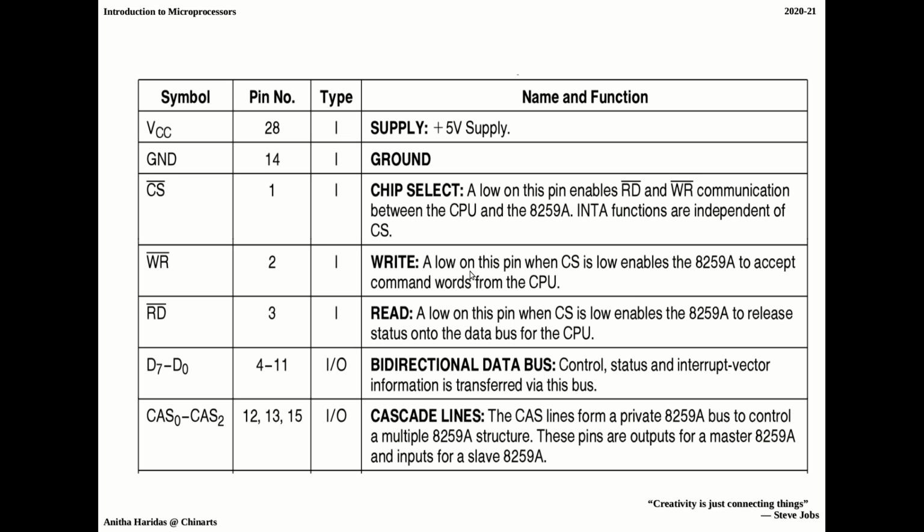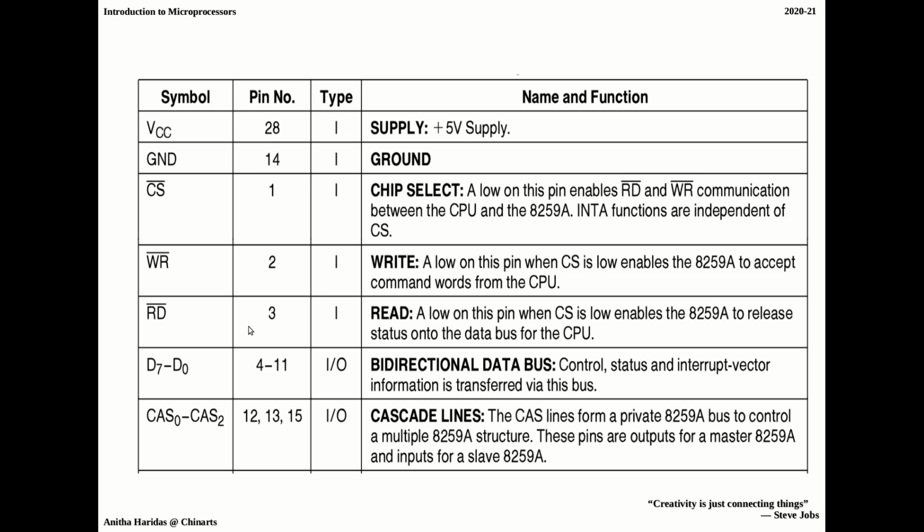Then of course we have read and write pins. A low value on the write pin, when the chip select line is low, enables 8259A to accept command words from the CPU. So where do we write the command words? We have two registers, the initialization command word register and the operation command word register inside the read write control logic, right? Inside those registers, the write signal will be writing the command words from the CPU.